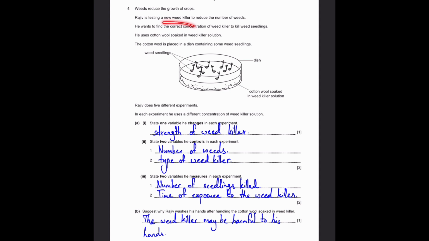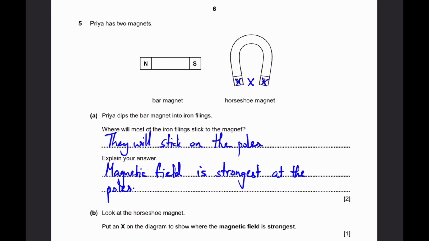Since there's a new weed killer, he might not actually know whether this one is safe for touching with bare hands, or whether you have to wear gloves. So if he's touching it with his hands, he needs to wash them thoroughly, even if he's using gloves as a precaution. He has to wash thoroughly so that the weed killer does not affect him, even if it may not, because he doesn't know. So in case it does, the weed killer may be harmful to his hands. That's a simple answer. Question 5.